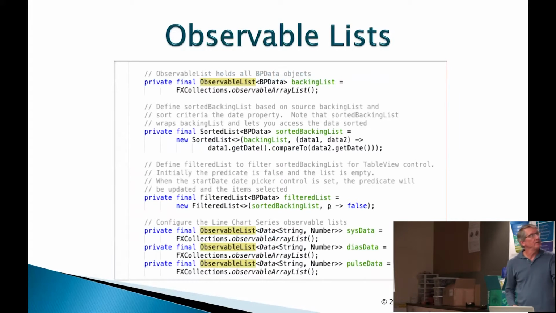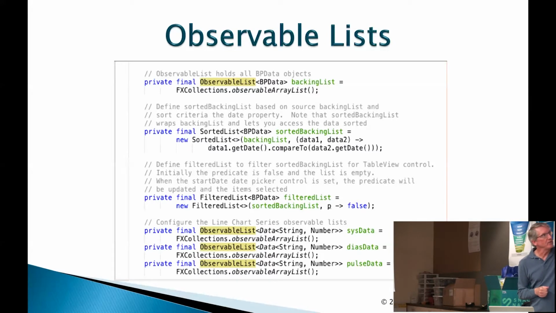Let's take a look at what we have for observable lists in our sample application here. At the top, you'll see that the blood pressure data is the observable list for the generic there, and that's the backing list, and it's the FX collections library that you use to create these observables. In this case, an observable array list. The sorted list is in the middle, once again generic on the blood pressure data, and you can see that we're using a constructor here to create this sorted list, and then the argument in the constructor there is the comparator that the sort will use.